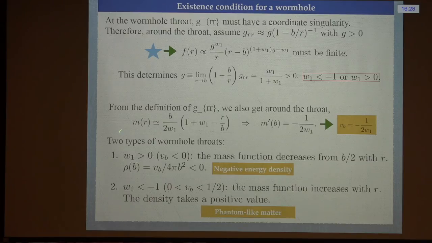Now we have two types of wormhole throat. First is the negative energy density case, where W1 is positive, and then the mass function decreases from b/2 with R. And the second is phantom-like matter, where W1 is smaller than minus 1. In this case, the mass function increases with R because the density is positive.